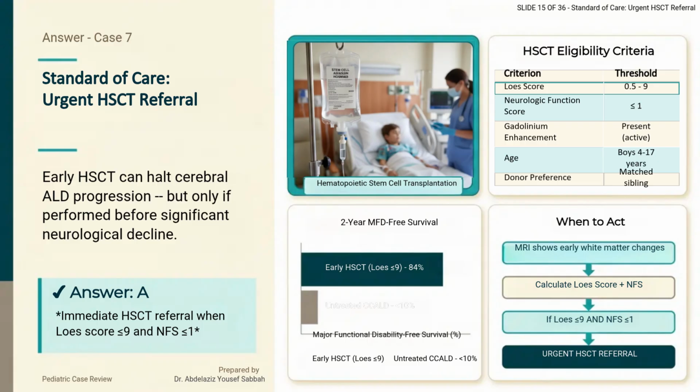The standard rule is to refer for immediate transplantation when the loes score is 9 or below and the neurologic function score is 1 or below. The impact is dramatic. Early transplantation is associated with around 84% major functional disability-free survival at 2 years, compared with less than 10% in untreated cerebral disease. When imaging shows early white matter changes, you calculate the scores and you act quickly.